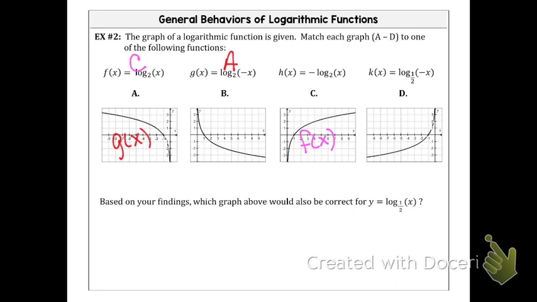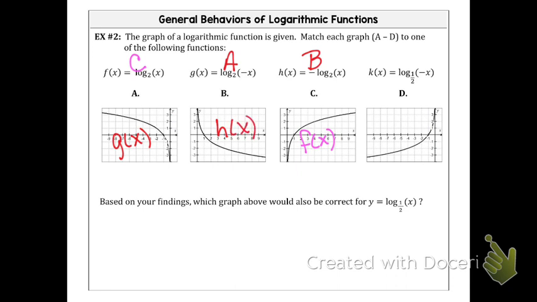Now, h of x there says it's negative log base 2 of x. So again, look at graph C. That negative is just going to make it reflect across the x-axis. Which one of the remaining 2 is reflected across the x-axis from C? That would be B. And so this one would be h of x.